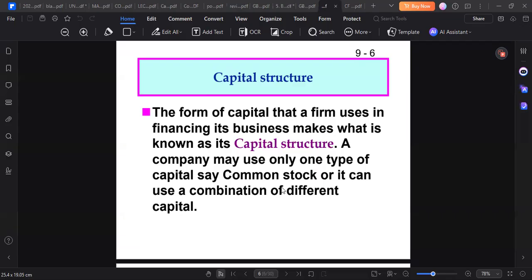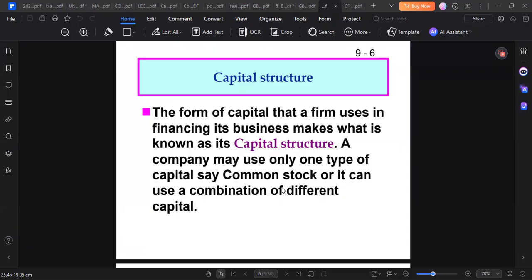If you slice the pie in a way that affects your decision, you need to really understand how to go about it. In other words, choosing the right mix of debt and equity can increase or decrease the firm's value.